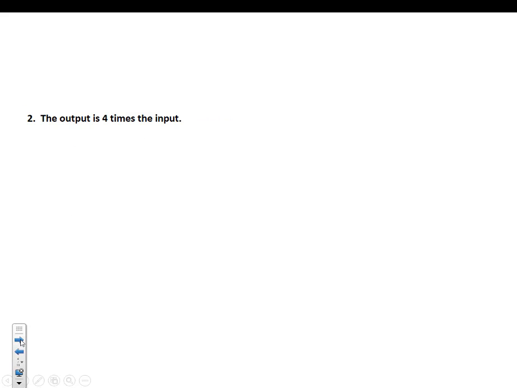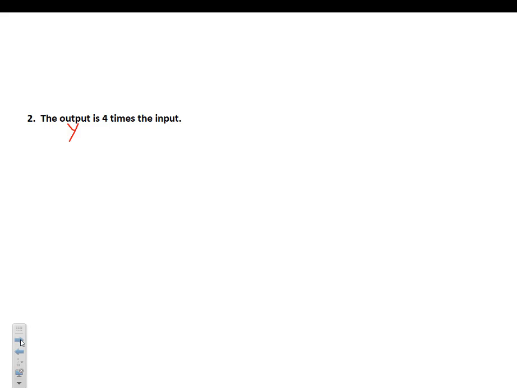Moving right along. The output is 4 times the input. Again, I apologize on that last one. I didn't pause and let you have a chance to write it down. So important to look and listen and then write down. And sometimes I get carried away. All right, the output is 4 times the input. Always good to mark text.